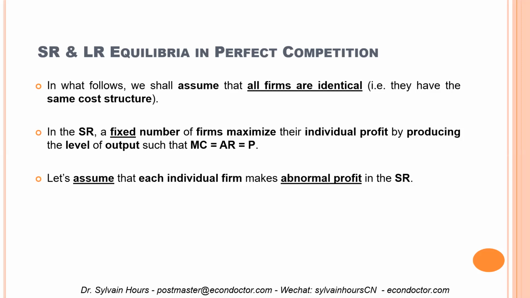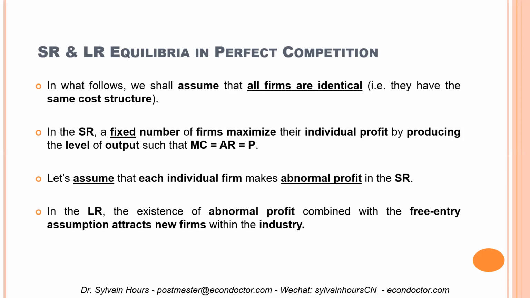Now, you know that the movement or the transition from the short run to the long run depends on whether firms make positive profit in the short run, abnormal profit, or subnormal profit in the short run, negative profit. Let's see the two cases. First, let's assume that they make abnormal profit in the short run.